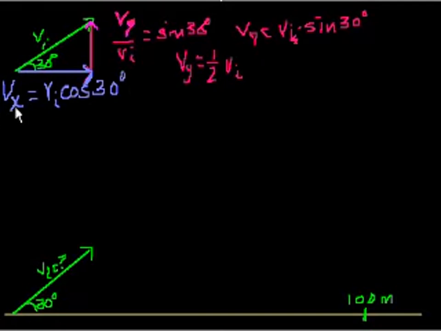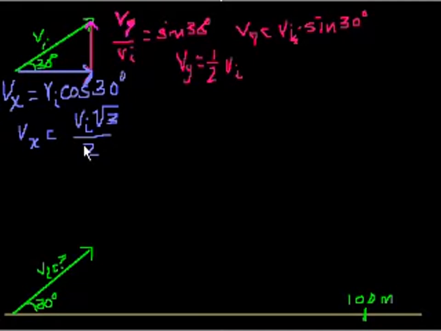And if you remember your 30-60-90 triangles, you'll remember cosine of 30 degrees is square root of 3 over 2. So v sub x is equal to v sub i times the square root of 3, all of that over 2.